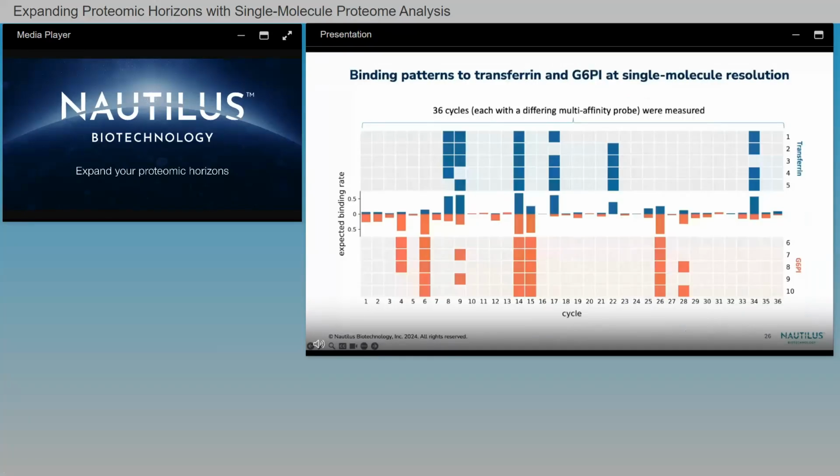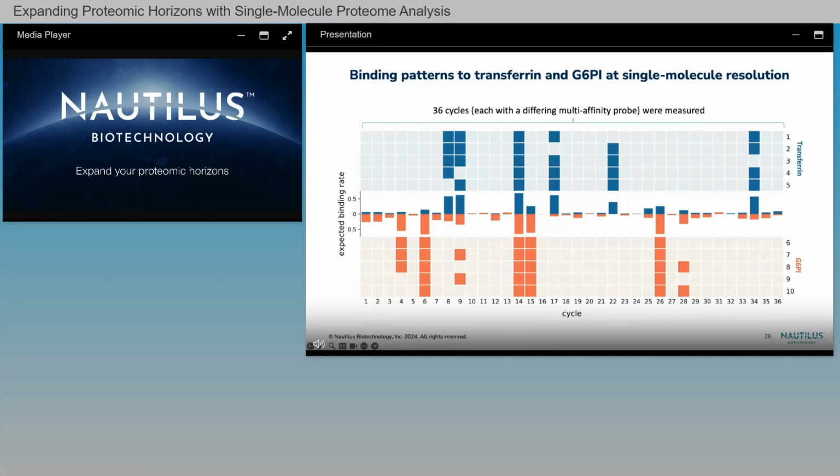Just to show you the 5 most prevalent binding patterns for transferrin and G6PI, that's what you're looking at here. And you can see that there is some variety, though there are some particular probes that bound to every single instance. There are others where it bound some smaller percentage of the time. You can also see that there are some probes that are quite specific to transferrin versus G6PI, and then there are others that are undifferentiating. Again, it's really the totality of being able to probe each molecule over and over again that allows us to infer the identity of each protein.